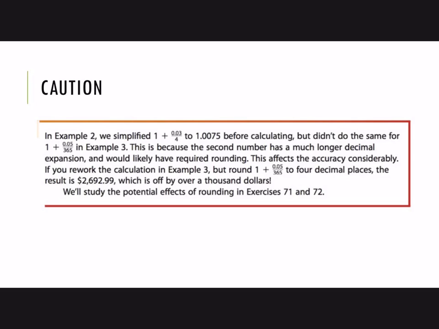So here's a big caution note from your textbook. Watch for when you can and when you can't simplify the part in the parentheses. We already talked about this, but in example 2, we did simplify because we could do so without rounding. But when we got to 1 plus 0.05 over 365, this would have been a much longer decimal and probably would have needed rounding. So this is interesting. If you rework the calculation but round that value, the result is off by over $1,000. You wouldn't think that it would really matter that much, but it actually does.